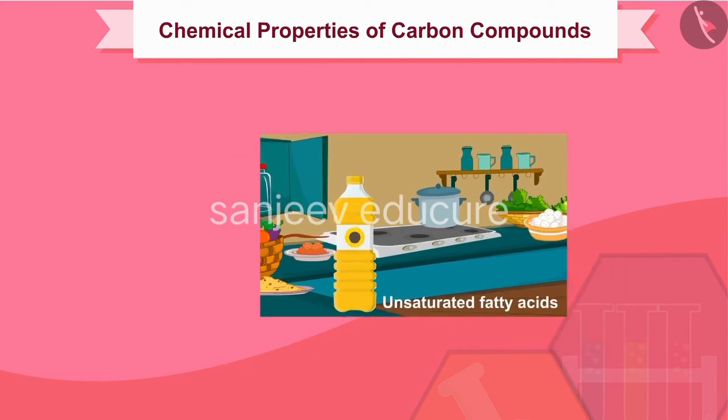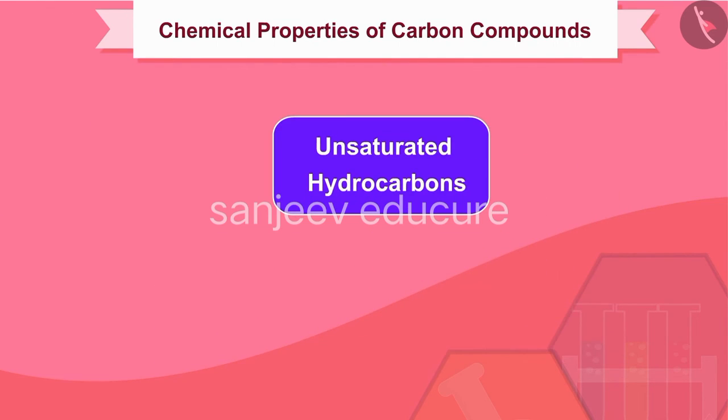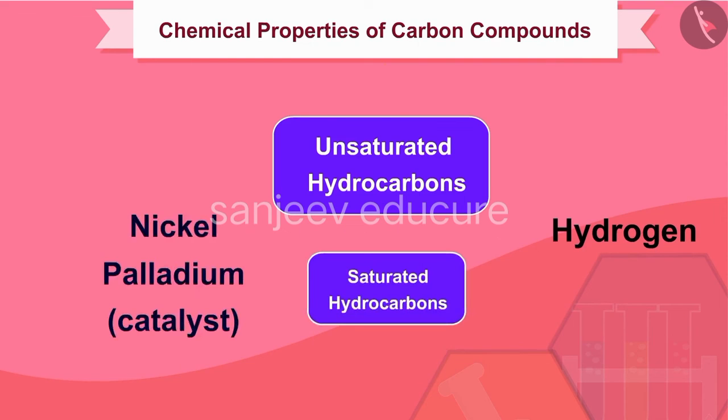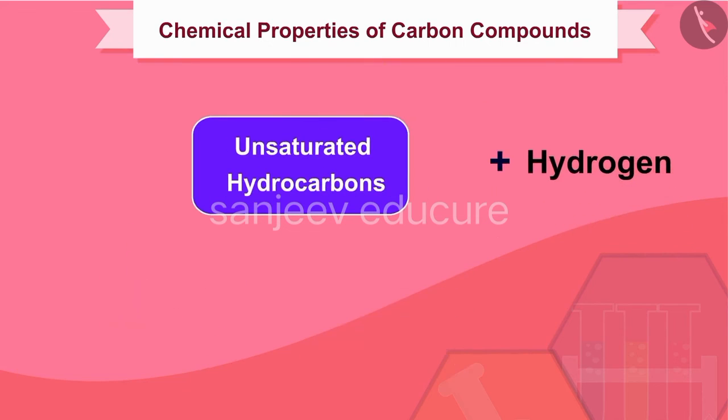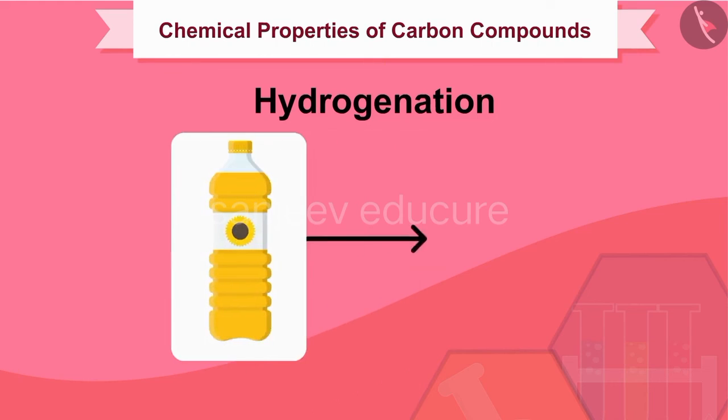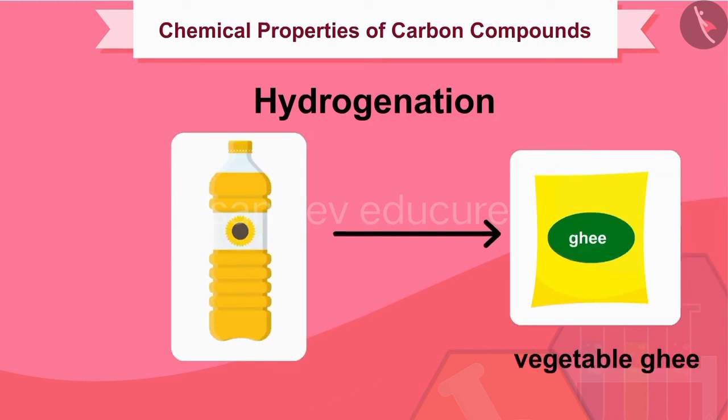In general, unsaturated hydrocarbons add on hydrogen in the presence of a catalyst such as nickel or palladium to form saturated hydrocarbons. The addition of hydrogen to an unsaturated hydrocarbon is called hydrogenation, and this hydrogenation process is used to prepare vegetable ghee from vegetable oils.